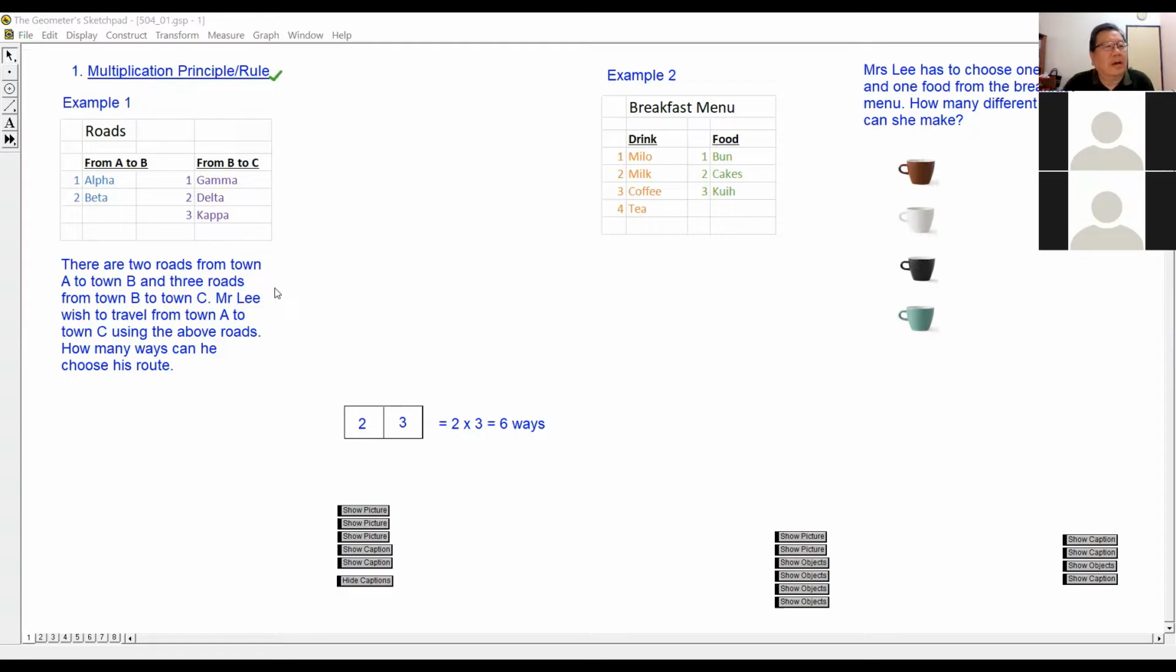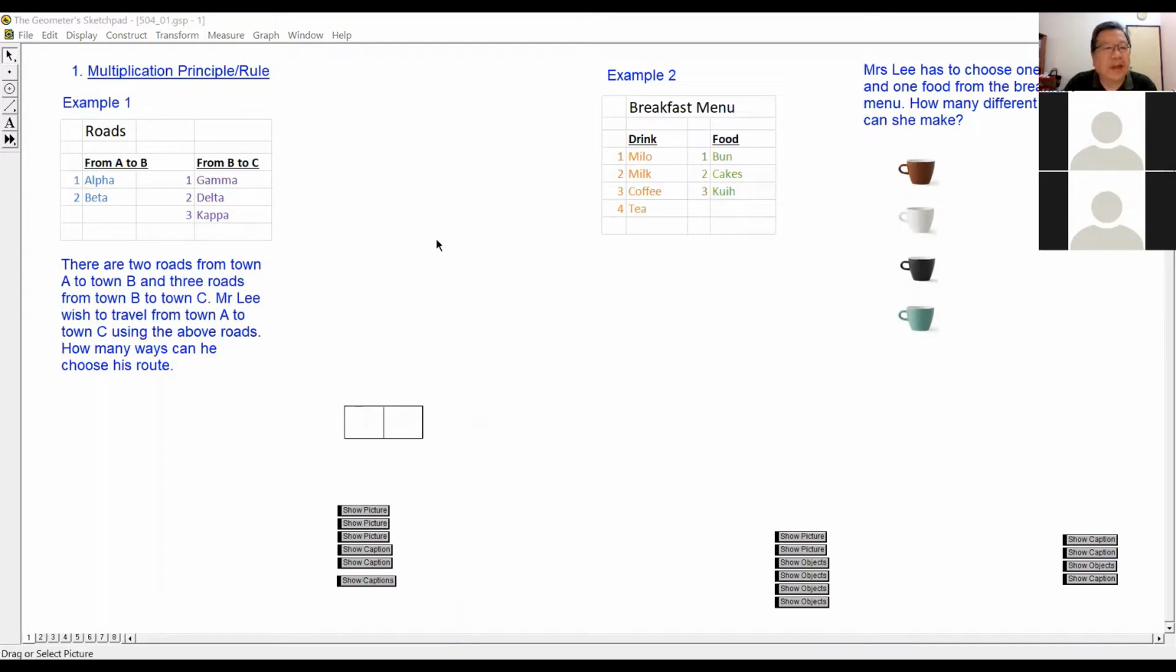Now, from town A to town B, there are two roads. Let's say we call them one alpha and another one beta. Then from town B to town C, there are three roads. One you call gamma, another delta, and another one kappa. There is no direct road from A to C. So if you want to go from A to C, you have to go through B. Understand the question or not? Yes, teacher. Okay, understand the question.